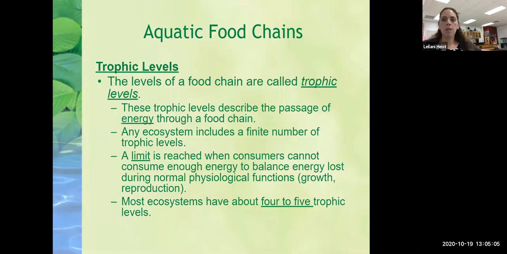In a food chain there are different levels. So when we talk about producers and consumers, we're talking about trophic levels. And the trophic levels help to describe the passage of energy through the food chain. Any ecosystem is going to have a finite number. There is a limit on the amount of energy and how much is efficiently transferred. When organisms become bigger, they become less efficient. And so most ecosystems only have about 4 to 5 trophic levels.